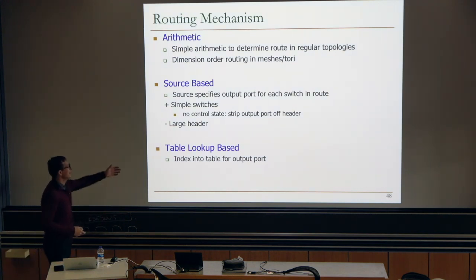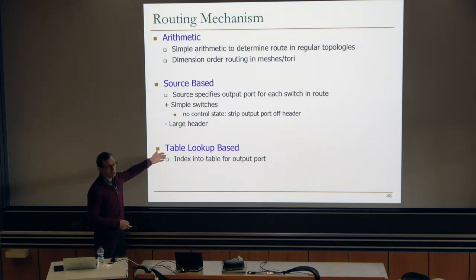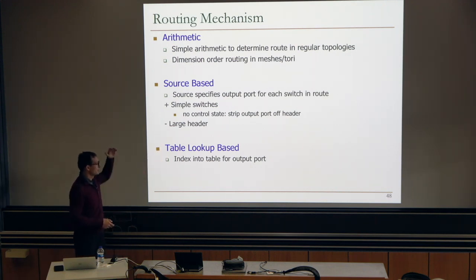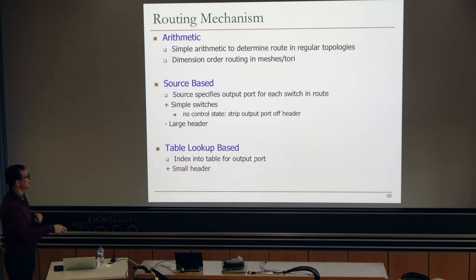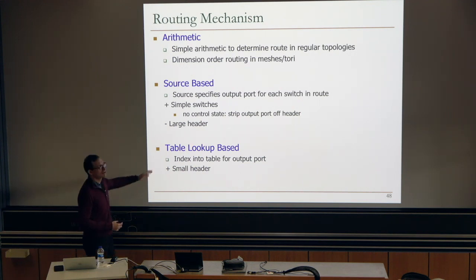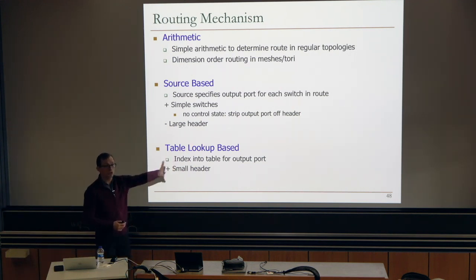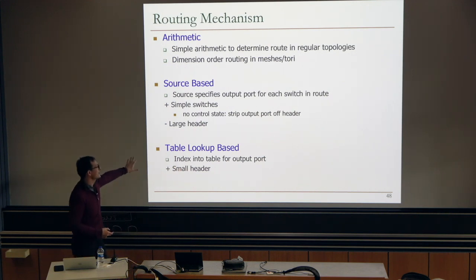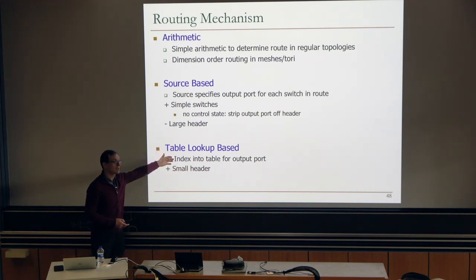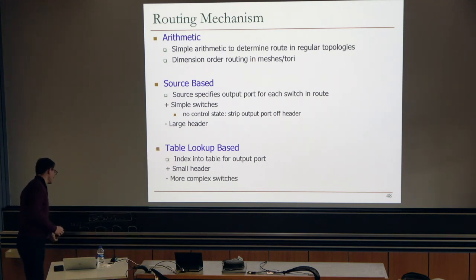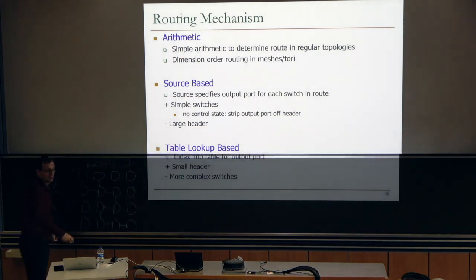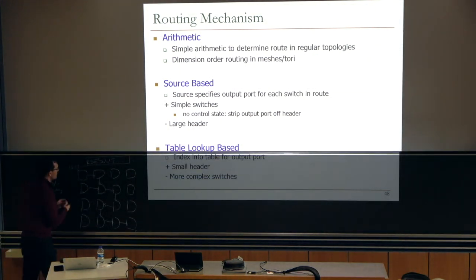And the last one is table lookup based. Basically, this is the most flexible one, essentially. You basically index a table to get your output port, right? You know the destination, you know the source, and based on some information and perhaps some other information, you decide what your output port should be. So in this case, your header is small. You just need to specify what destination you're going to go to. And the router locally makes a decision based on the table lookup. And these tables can change now, right? Potentially you can reconfigure your tables. Just because every single router is now, whenever it receives a message, looking up a table.